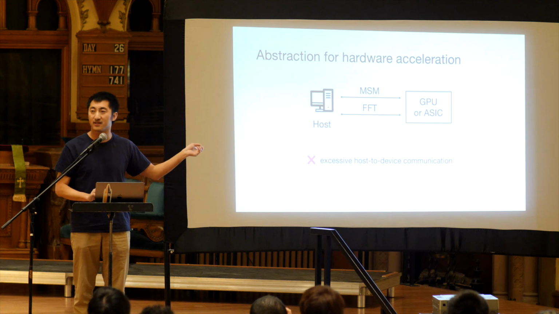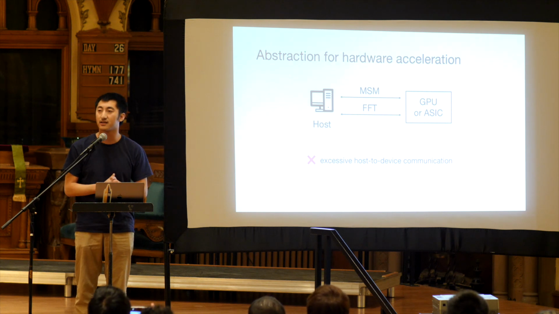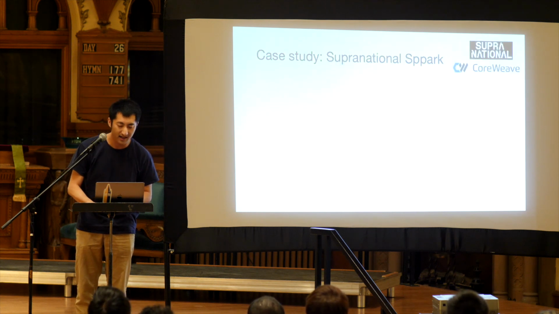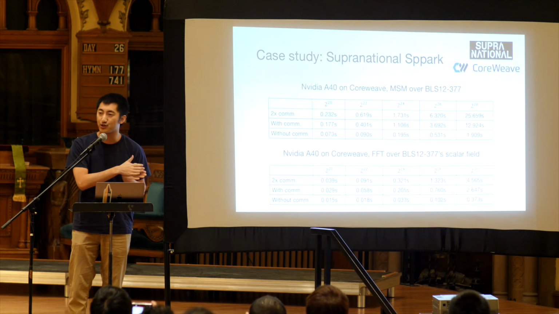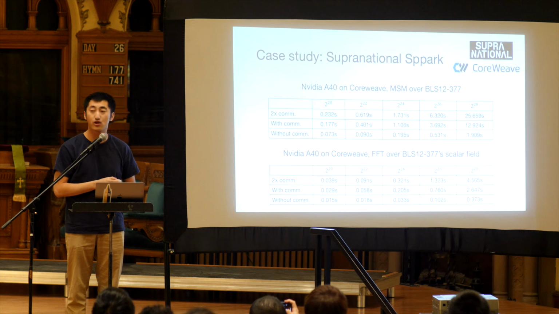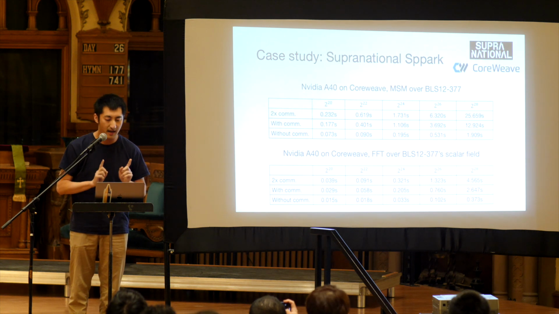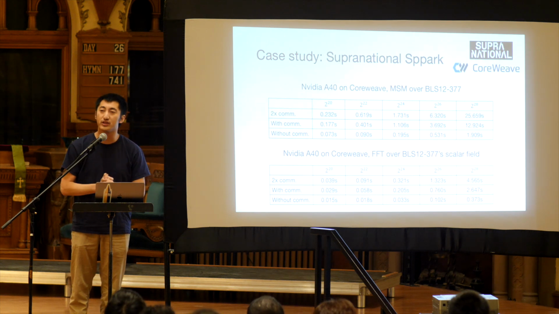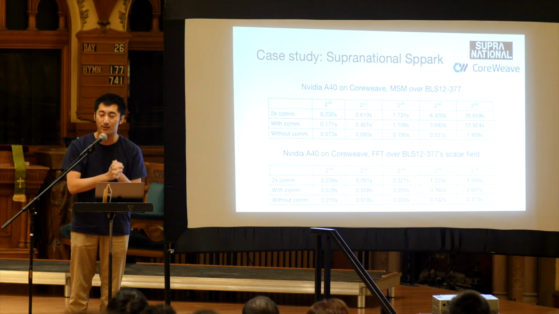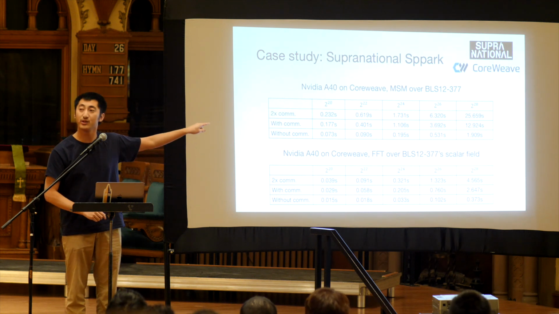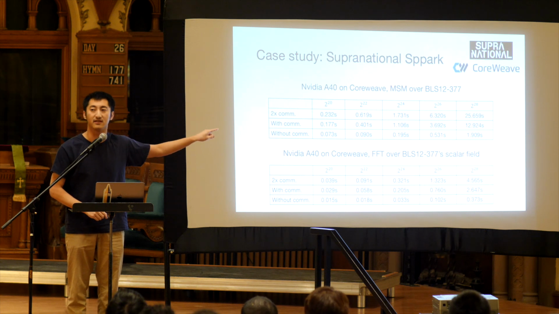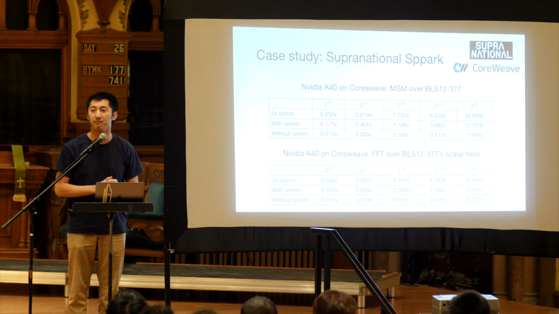But the problem with this is that it has a very high communication overhead. And let me show you some numbers. This is from an NVIDIA GPU, a very good one. I am using CoreWeave's cloud server. I do FFT and MSM using the NVIDIA GPU. This is already several times faster than CPU. And one thing you can see is that communication in both cases is the dominating overhead.